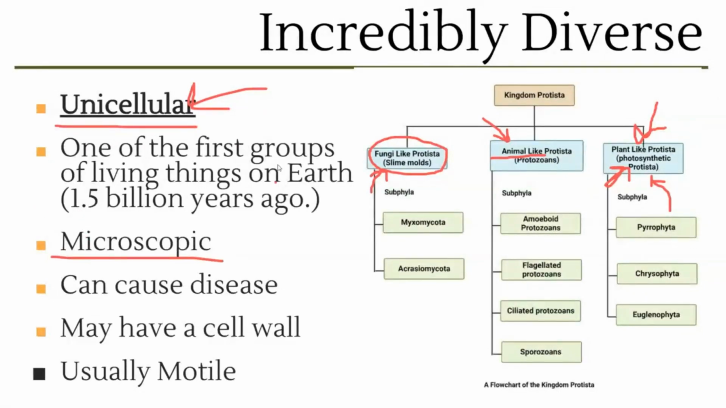All of them are microscopic, of course, except for the large colony forming ones. We can see them with our eyes when they form those large colonies, but each individual single-celled organism is going to be too small for you to see with your eyes. Some of them can cause disease, meaning they are pathogenic, and some of them may have a cell wall, and it may not be the type of cell wall that you think. So just because it's a plant-like protista does not mean it will have a plant-like cell wall.